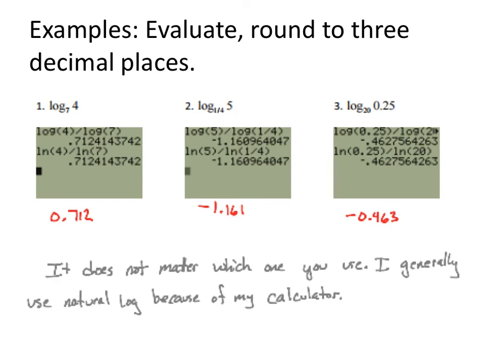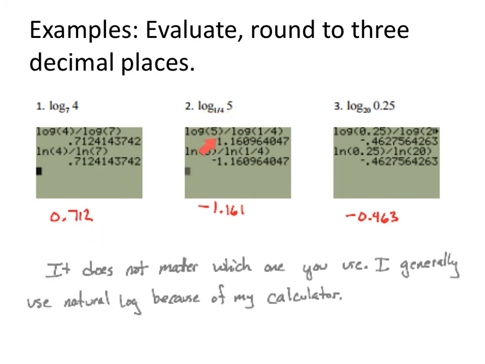Here are some examples. I'm using a TI-84 graphing calculator here. Probably a TI-84 Silver or Plus, I don't remember. Log base 7 of 4. I can evaluate it using my calculator using log of 4 divided by log of 7 or natural log of 4 over natural log of 7. It gets the same answer either way. To 3 decimal places, I would call that 0.712.